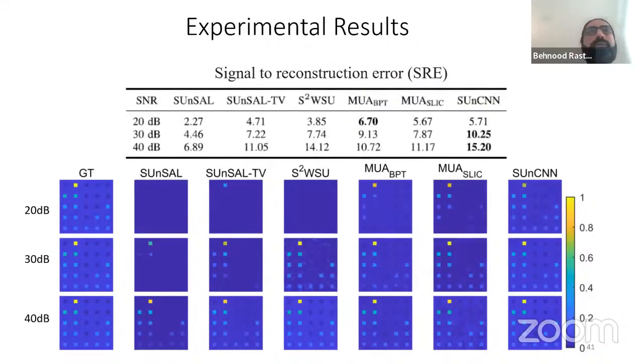And this is some result for SunCNN compared with other techniques. We talked about SunCell, SunCell TV. This is spatial spectral weighted sparse unmixing, another sparse unmixing that we didn't discuss, and these two are actually segmentation based. You use two different segmentations to apply unmixing. These are some methods that we didn't discuss today. So what you see is SRE for 20 dB, 30 dB, and 40 dB, and we can compare the results for one abundance at different signal to noise ratios for a simulated data set.